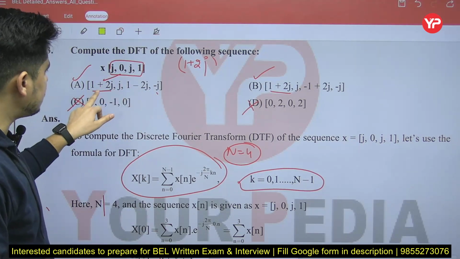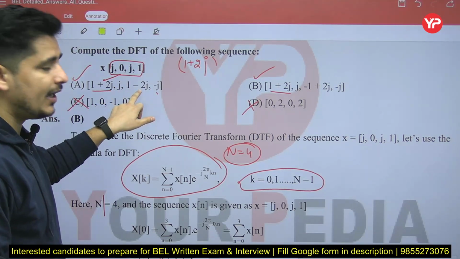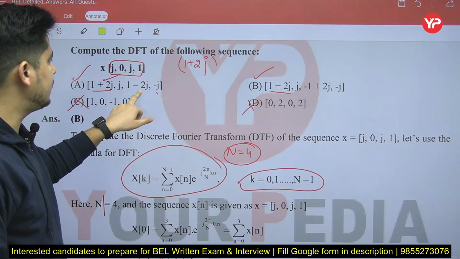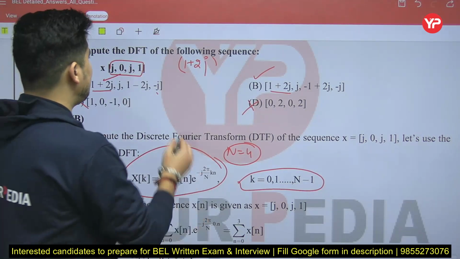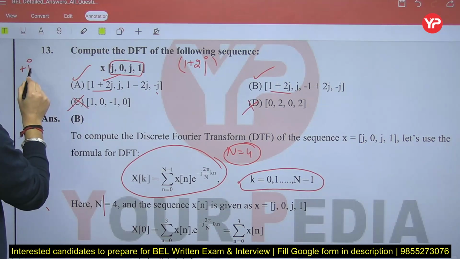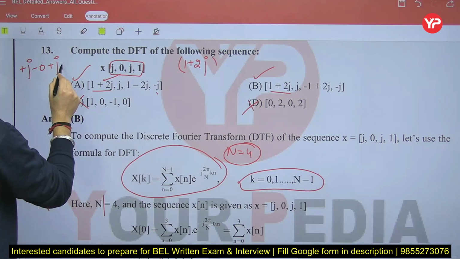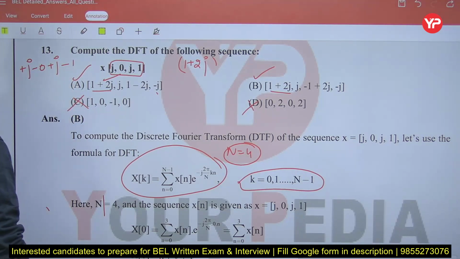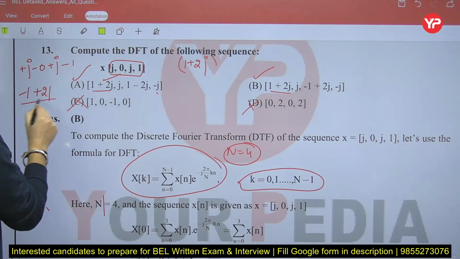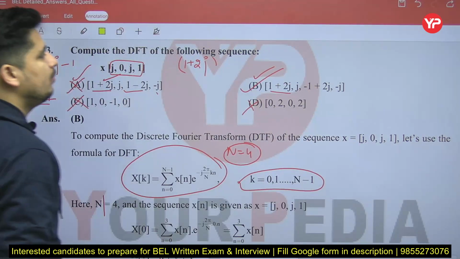So first one is the sum of all the elements, then the second element, third element. Always remember, the third element has the alternate sign like this in the 4-point DFT. So alternate means first multiply with plus, second multiply by minus j, third multiply by plus, fourth multiply by minus. So it will be minus 1 plus 2j. Minus 1 plus 2j, this option is eliminated. So only B will be left.